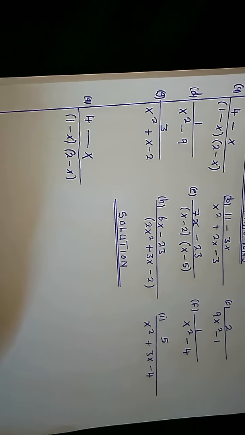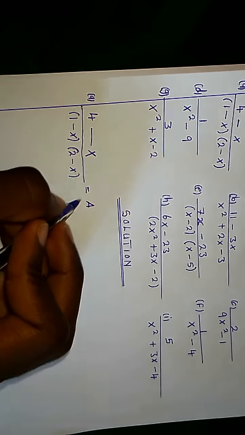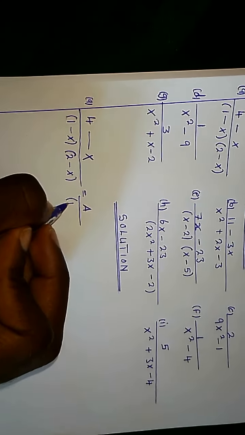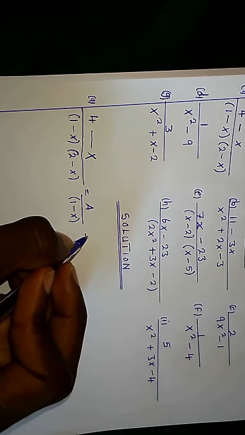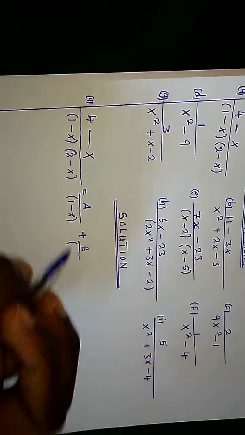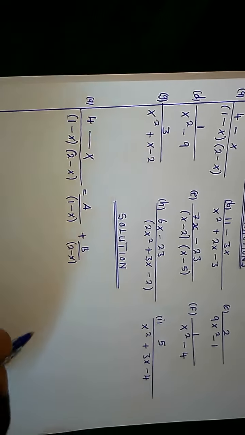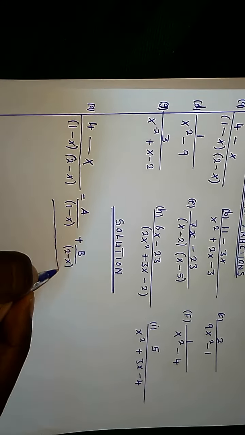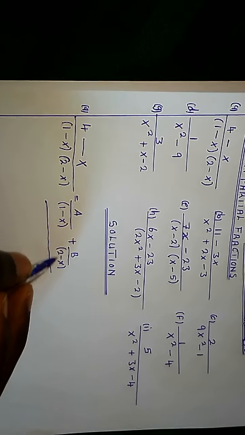Now, the first thing we are supposed to do is simply to equate this to A over, then you write this, okay, then you say plus B over, then you write this expression there, like this. Then when we do that, we introduce this, then we find the common denominator of these two.